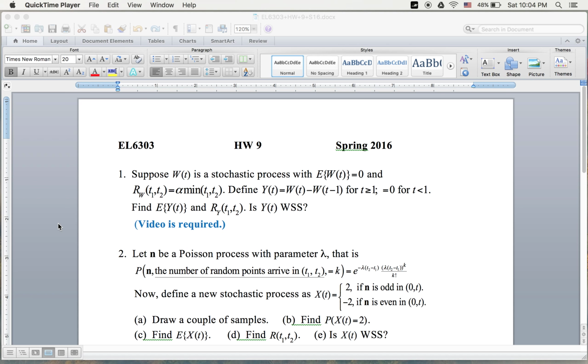So we define a new stochastic process which is Y(t) equals W(t) minus W(t minus 1) for t greater than or equal to 1, otherwise it's 0. We are required to find the expectation of Y(t) and the autocorrelation of Y. So let us look at the solution.